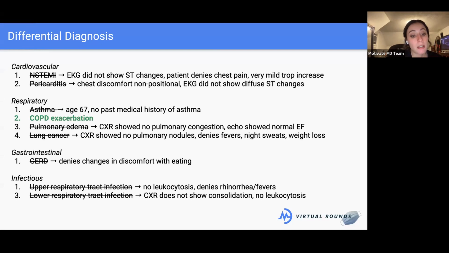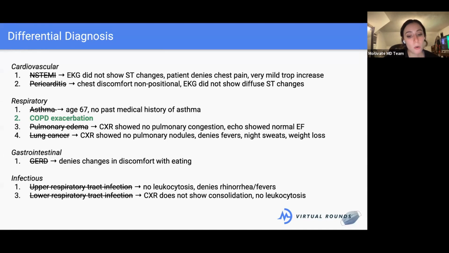Gastrointestinal, so GERD. He denies discomfort, or changes in discomfort, when eating. Someone that has GERD typically has an overproduction of acid, right? It's burning their esophagus. They have a lower tone of their lower esophageal sphincter, so the acid comes up into their esophagus. With this guy, he was fine after eating. Usually after eating or before eating, you'll have more acid being made and more GERD symptoms. But this guy said no, so we're going to keep that low on the differential.